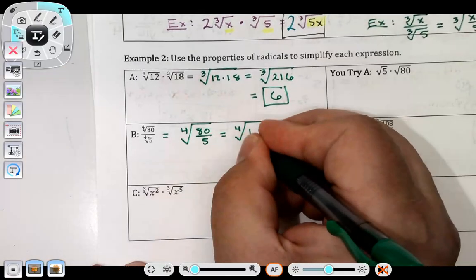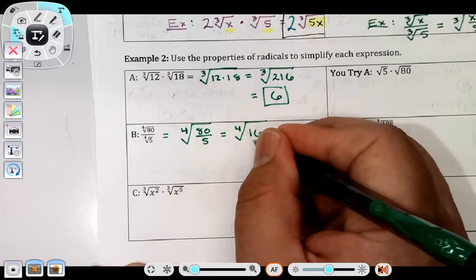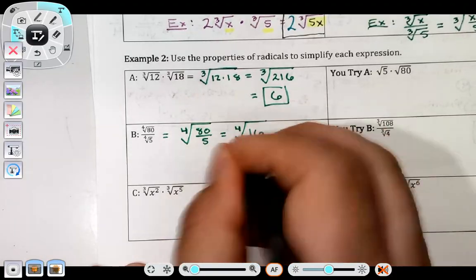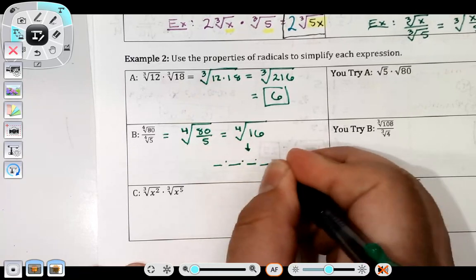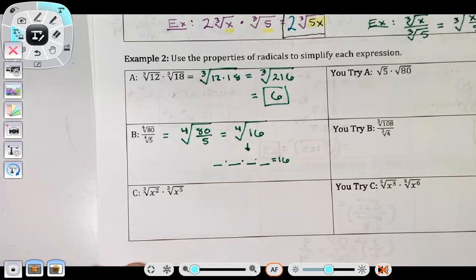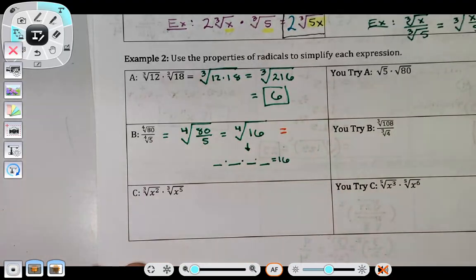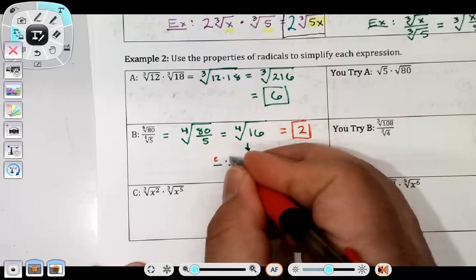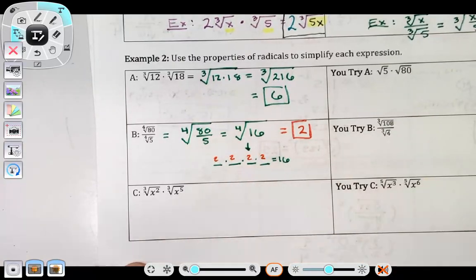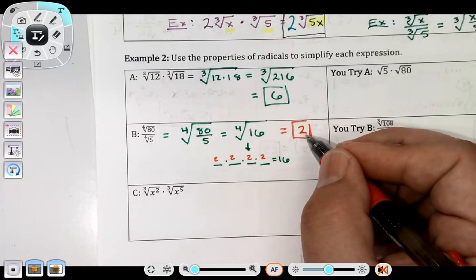16, okay. Well, now the question is, can you take the fourth root of 16? Now remember, here's the meaning of that. They're asking, what number do I multiply 4 times to get 16? That's what they're asking. Well, you also have a calculator that can do it for you. 2. There's my answer. Because 2 times 2 times 2 times 2 is 16. We have a calculator that can do that for you very quickly.